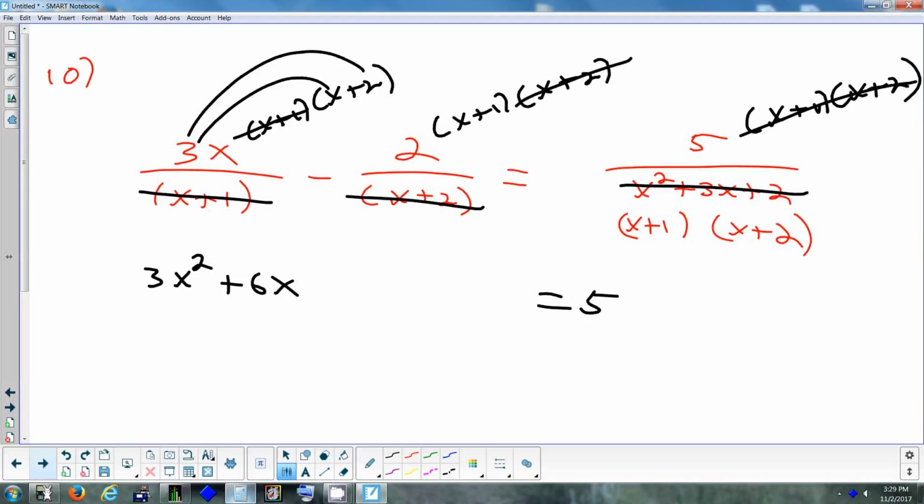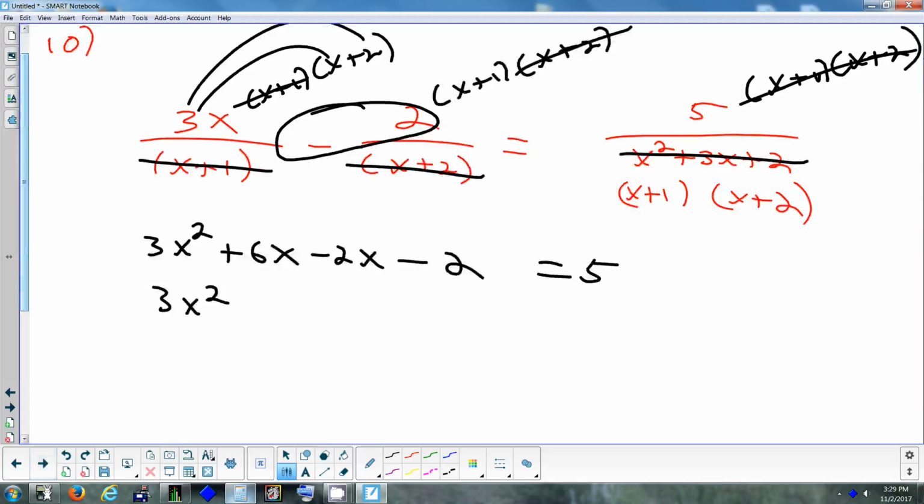And now be careful with this distributive. Some people make the mistake here. Negative 2x minus 2. You're distributing that negative, that's with the 2. So negative 2x minus 2. Combine your like terms. 6x minus 2x, 4x. And we want to get it equal to 0. Minus 7. And now from here, I don't think that's factorable.